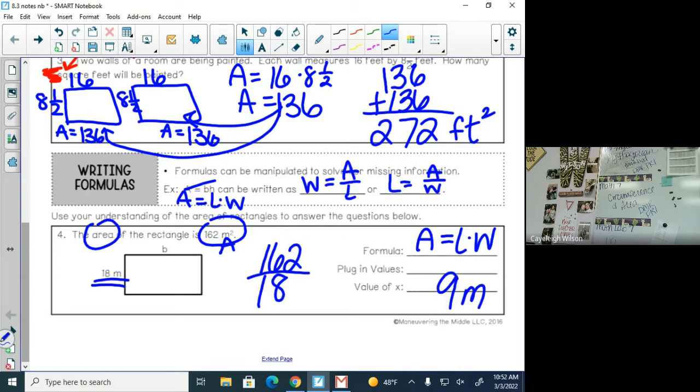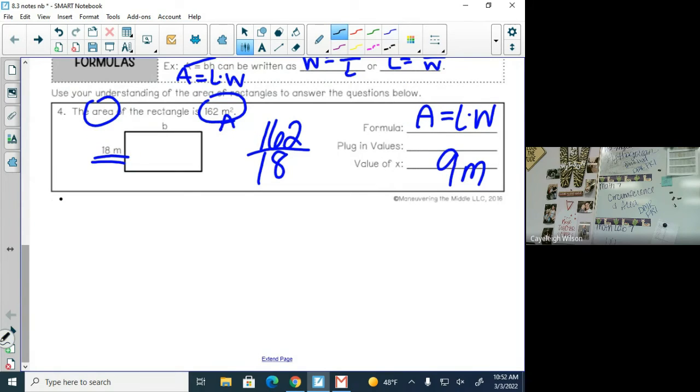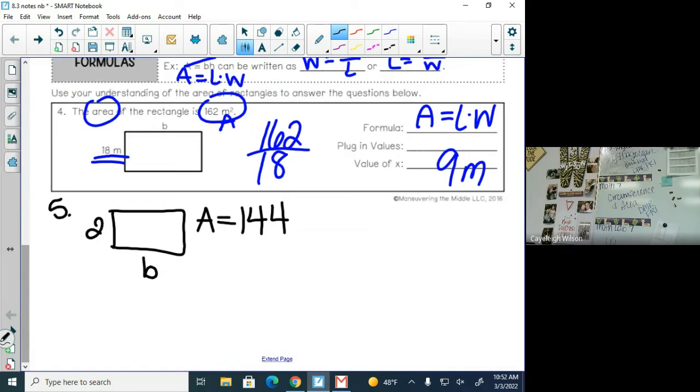All right, we'll just throw this one at the bottom here. If I know that the area is 144, and I know this is 2, what's that length? All right, give everybody a second to think about it. Those are just like the ones I was rambling off to you all. It's just with a picture now. Hold on. Give everybody a chance.